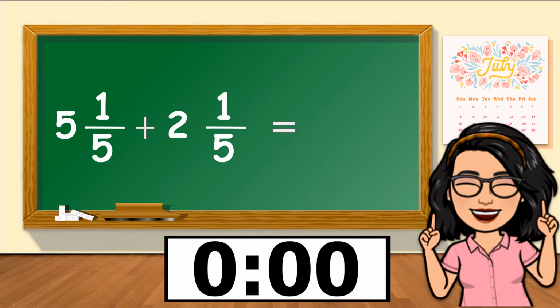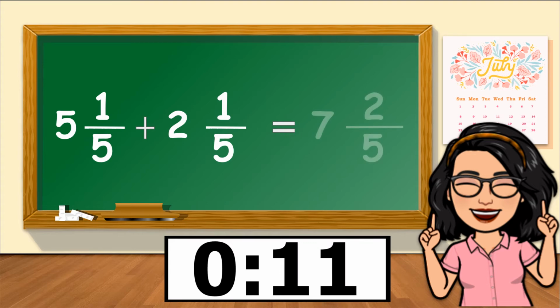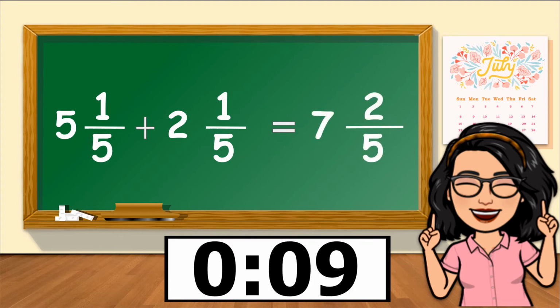Let's first add the whole numbers. 5 plus 2 is 7. Next, copy the denominator. The denominator is 5. And then add the numerator. 1 plus 1 is 2. So the final answer is 7 and 2 over 5.